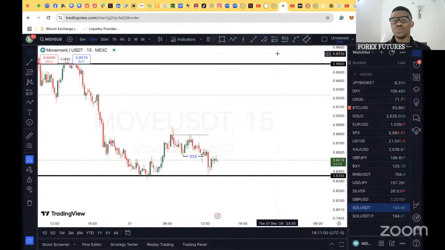And then use the entry strategies. Morningstar, bullish engulfing, pin bars. But I don't really like the pin bars a lot. I like the bullish engulfing. Mostly, I like the bullish engulfing. Then a little bit of the Morningstars. Right.